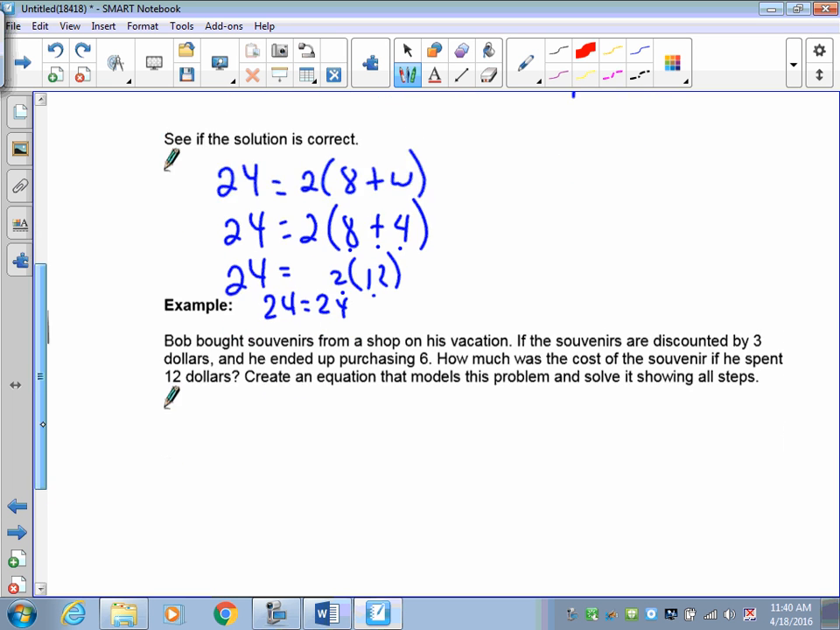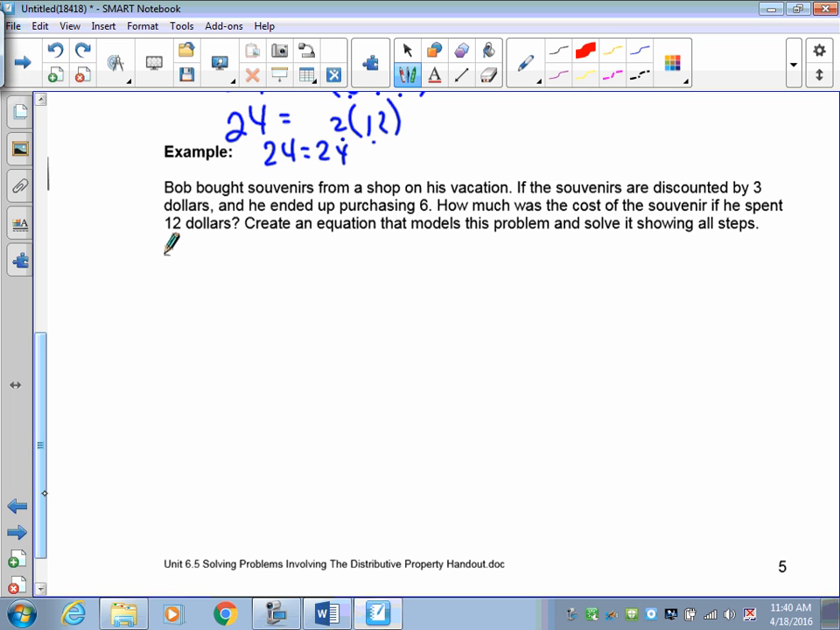Okay, time for you to fly on your own. Bob bought souvenirs from a shop on his vacation. If the souvenirs were discounted by $3 and he ended up purchasing 6, how much was the cost of the souvenir if he spent $12? Create an equation that models this problem and solve it showing all the steps.